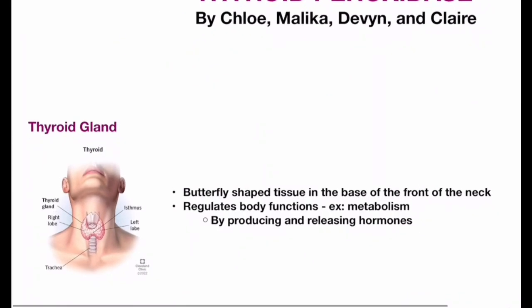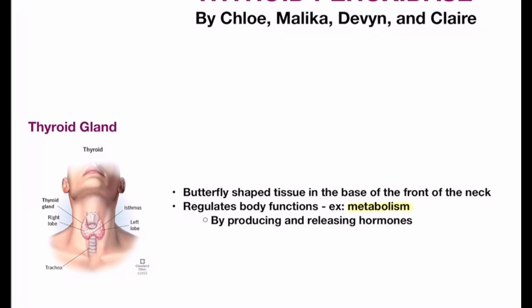We've probably all heard of the thyroid gland. It's a butterfly-shaped tissue located at the base of the front of the neck. The purpose of this vital gland is to regulate body functions including metabolism, growth, and the development of the body. The thyroid gland does this by producing and releasing hormones.